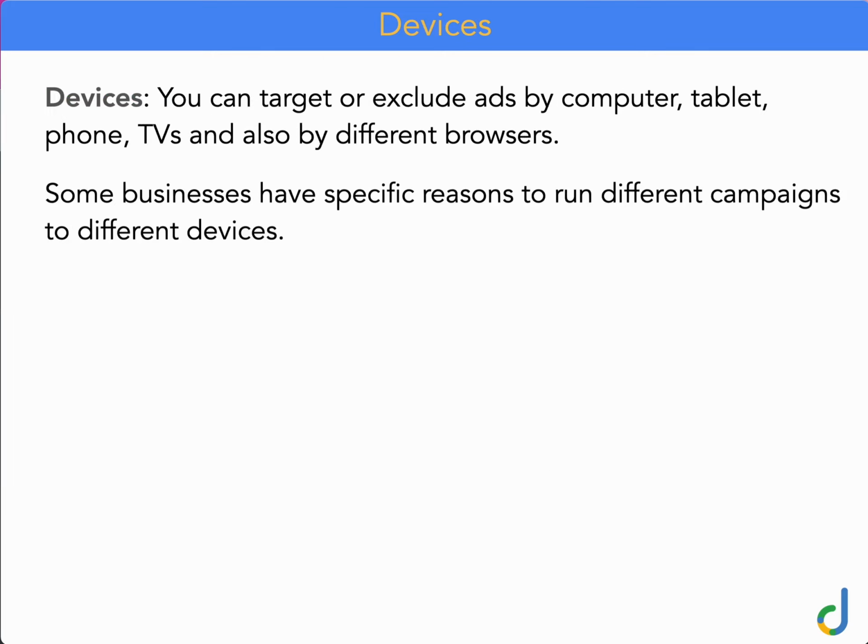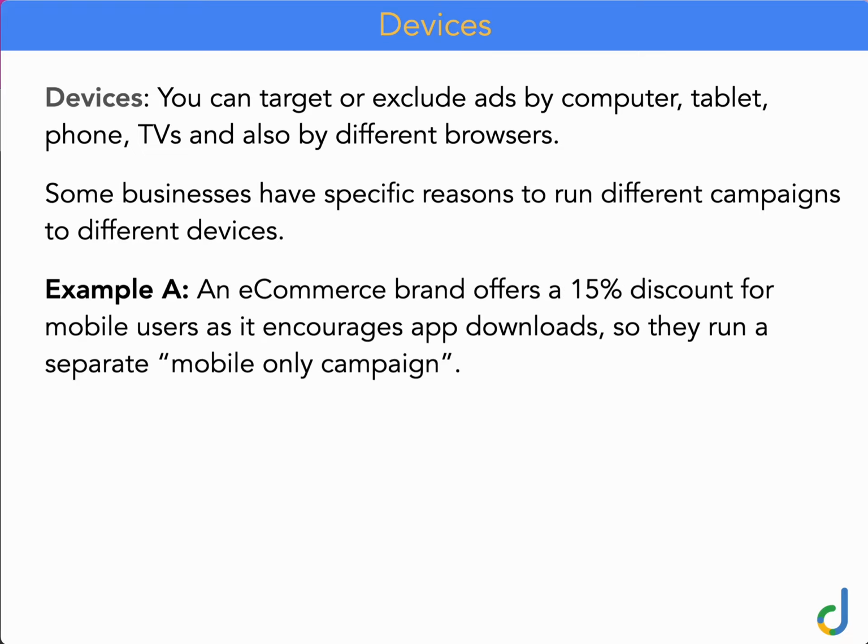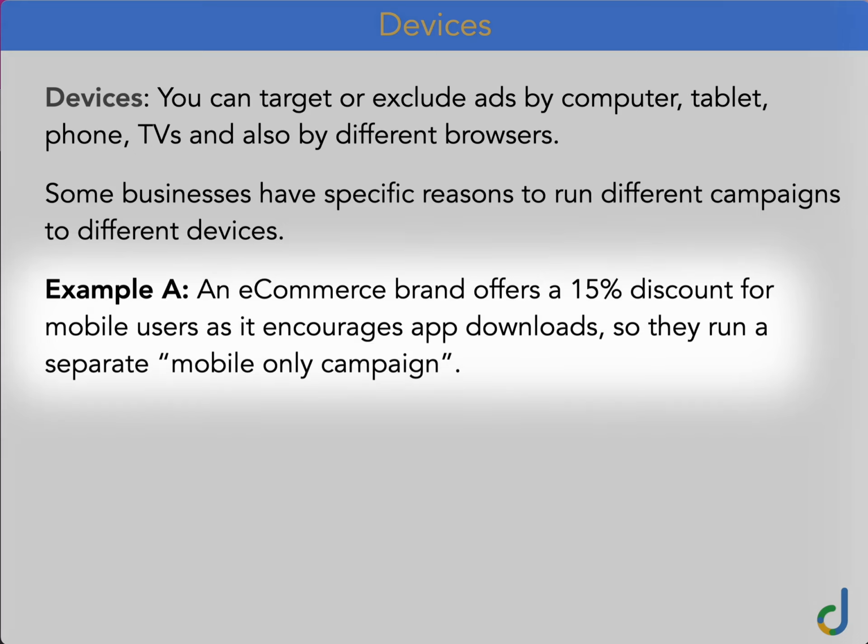Then with their devices, some businesses have specific reasons to run different campaigns to different devices. And let me give you some examples. First example is an e-commerce brand offers a 15% discount for mobile users as it encourages app downloads, so they run a separate mobile only campaign. So what they're doing there is because they really wanted to drive extra sales through their app, they're running a campaign which only goes to mobile users.